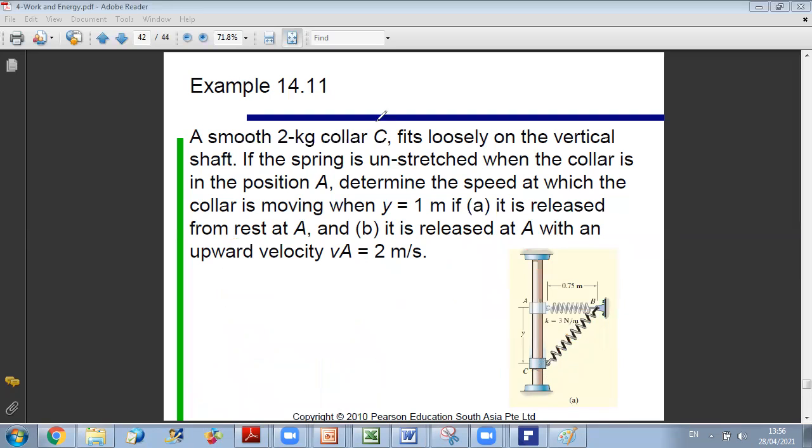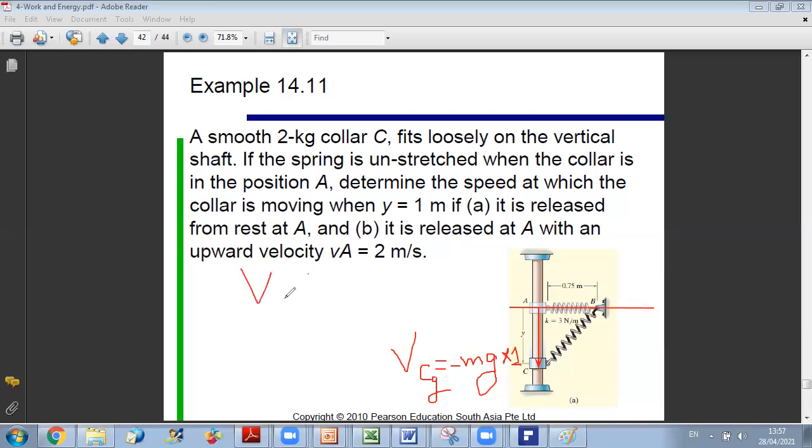At C we have both gravitational and elastic energy. First, for the potential energy, will it be positive or negative at C? If this is my datum line, since I am below the datum, it's a negative potential. So VC is minus mg times 1. And concerning the elastic energy, this is VC gravitational.